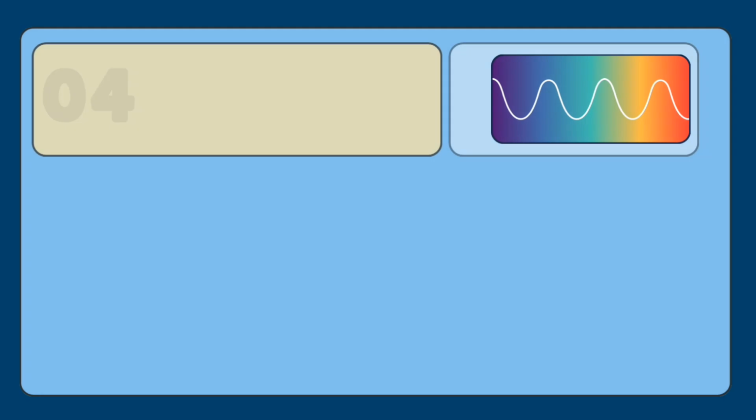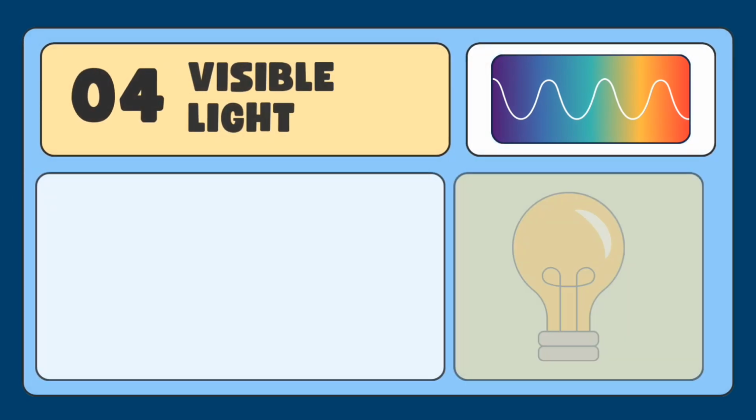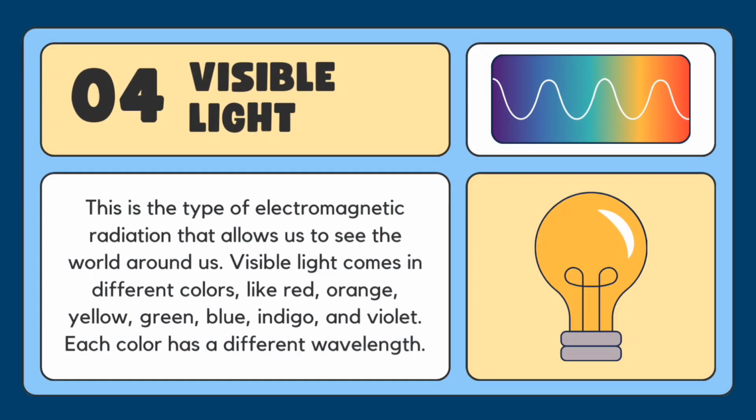Now we will learn about visible light. This is the type of electromagnetic radiation that allows us to see the world around us. Visible light comes in different colors like red, orange, yellow, green, blue, indigo and violet. Each color has a different wavelength.